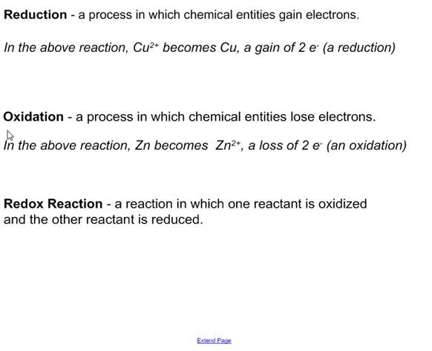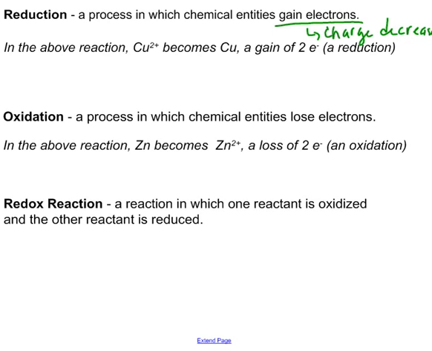So here are your definitions of reduction and oxidation. Reduction is a process in which chemical entities gain electrons, which is weird because you would think reduction should talk about losing things, but it's actually gaining electrons. The reason we call it reduction is that when you gain electrons, you're gaining negative charge, so your charge reduces or decreases. So that's what happens when you gain electrons.